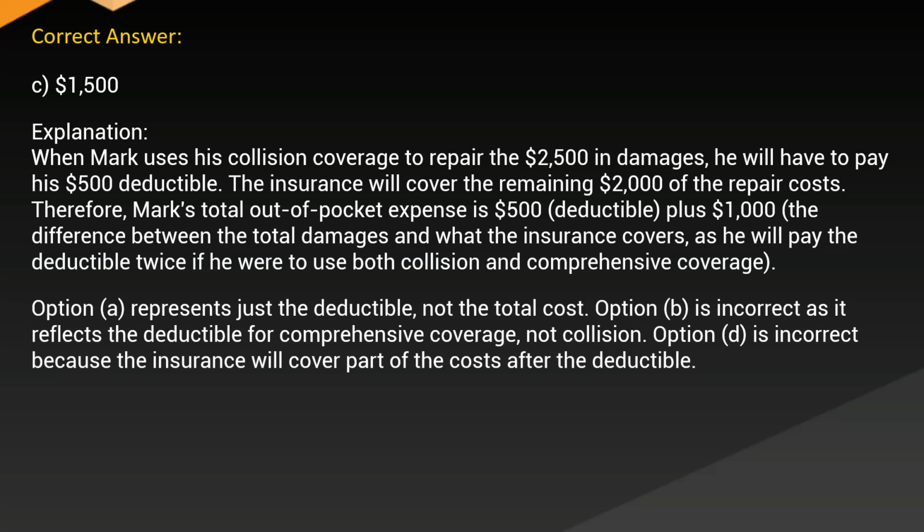Option A represents just the deductible, not the total cost. Option B is incorrect as it reflects the deductible for comprehensive coverage, not collision. Option D is incorrect because the insurance will cover part of the costs after the deductible.